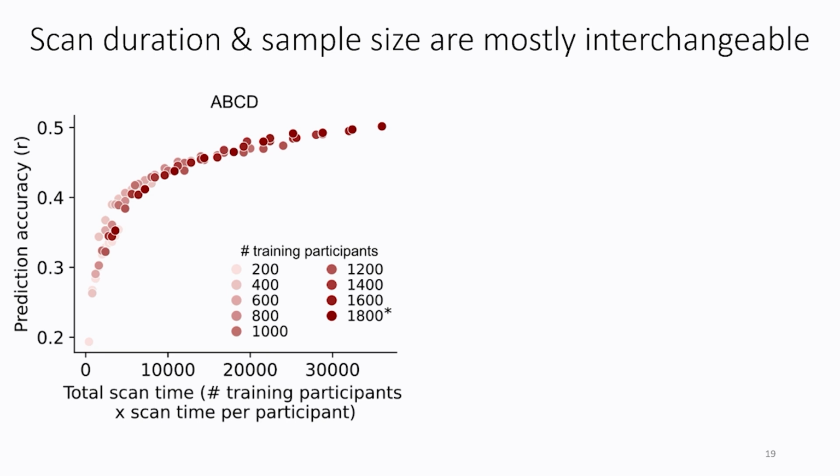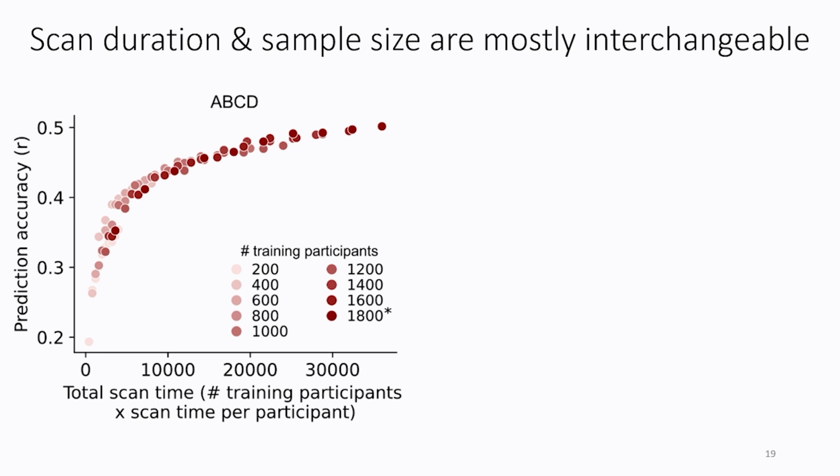So what we can see is that, amazingly, total scan duration can explain prediction accuracy really well. And in this plot, darker colors indicate larger training set sizes. So dots of the same color have a larger scan duration as you go from left to right down this plot. Okay, so let's see how this replicates in the HCP.